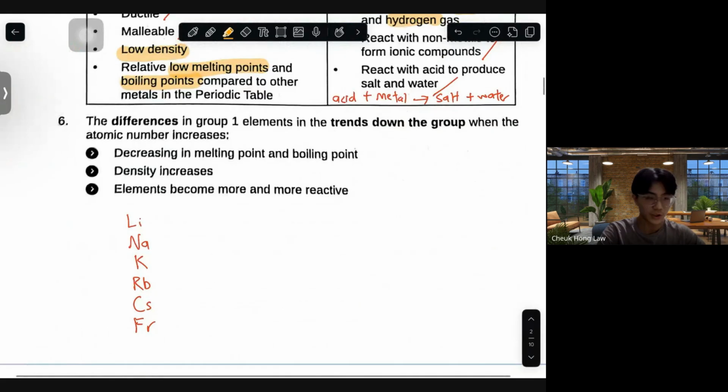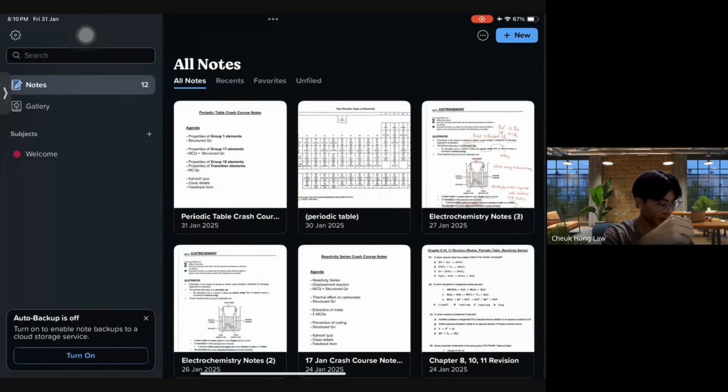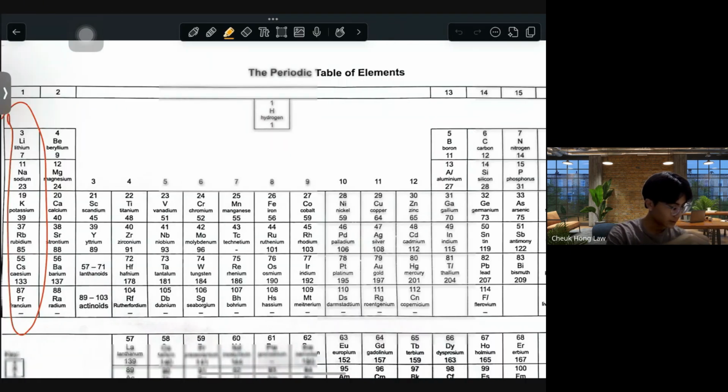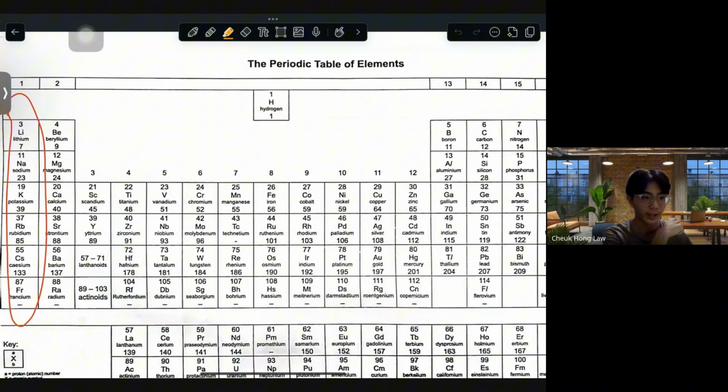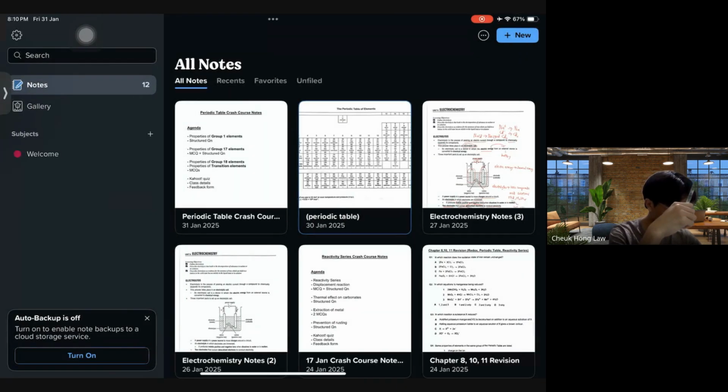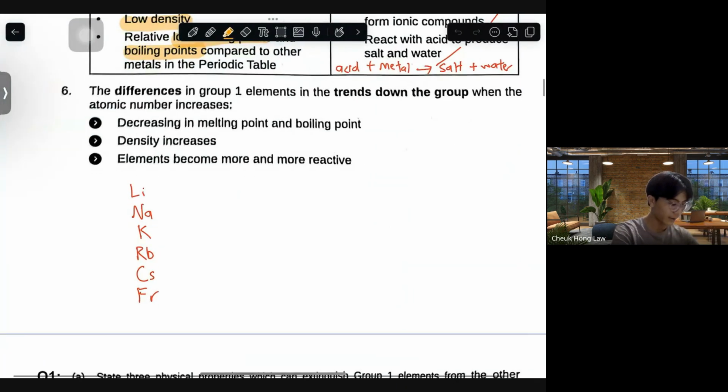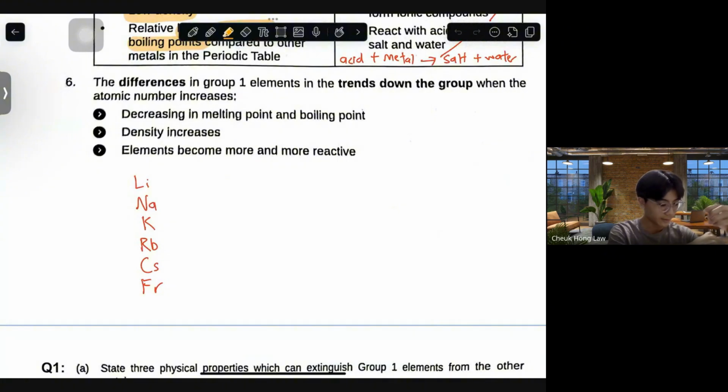Okay, moving on to the trends down the group. So these are your differences. What is something that changes down the group, down your group 1 when the atomic number increases? Okay, so if you look at the periodic table, right, you have lithium, sodium, potassium, rubidium, cesium, and francium. Okay, so you have this order. So now let's go back to the notes. I've written this order exactly like that. So what are the trends down the group?